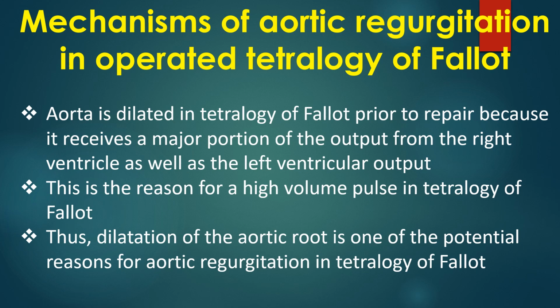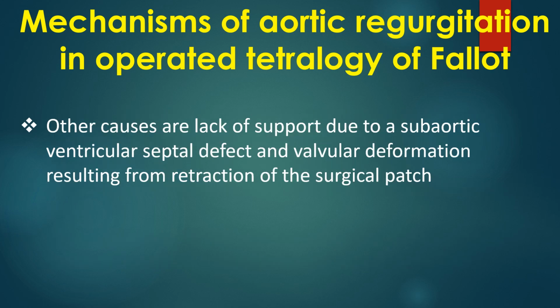This is the reason for a high volume pulse in Tetralogy of Fallot. Thus, dilatation of the aortic root is one of the potential reasons for aortic regurgitation in Tetralogy of Fallot. Other causes are lack of support due to a subaortic ventricular septal defect and valvular deformation resulting from retraction of the surgical patch.